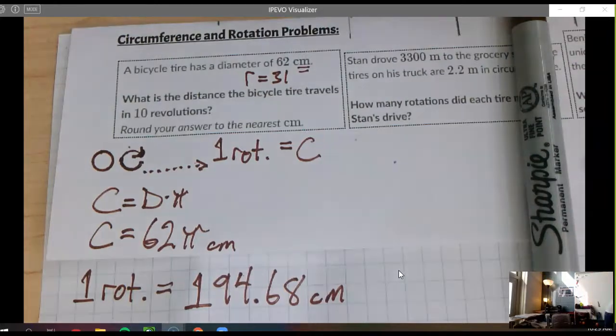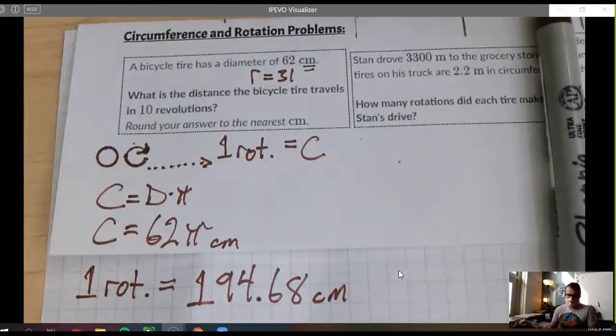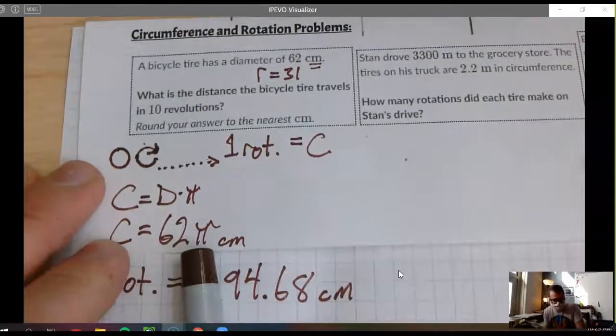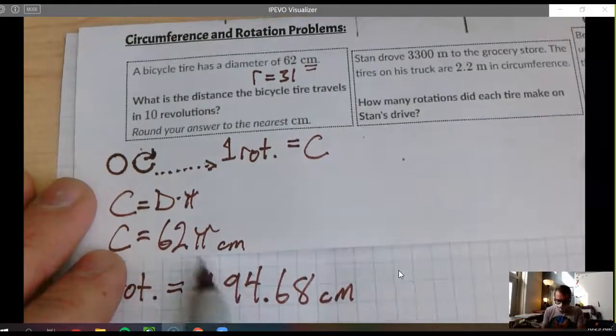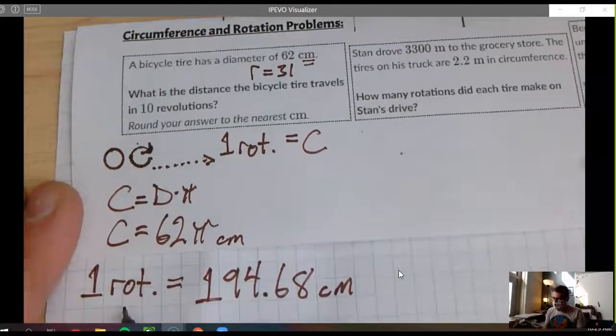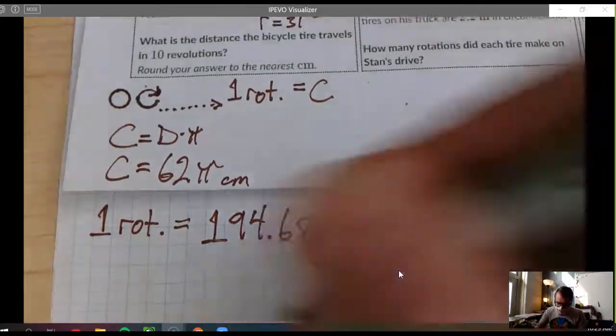Because guys, remember, the circumference is about 3 times this, because it's over 3 times, right? Times 3.14. So we're more than tripling. But wait, we're not done. They didn't ask for 1 rotation.